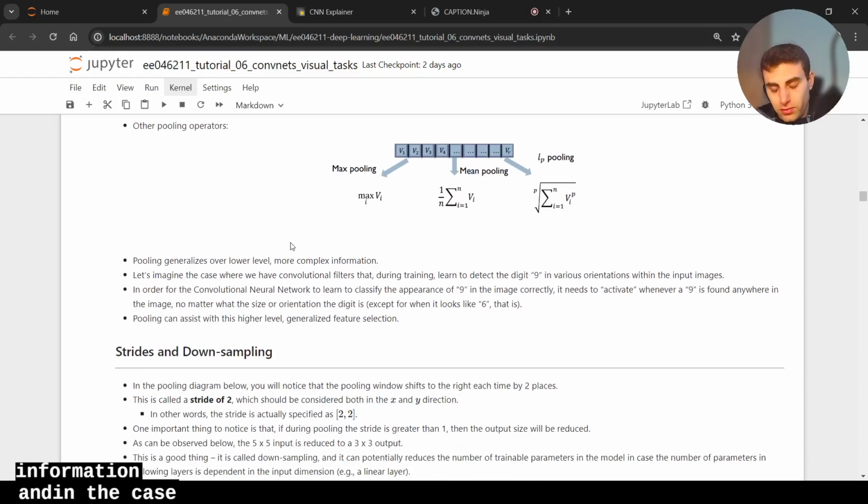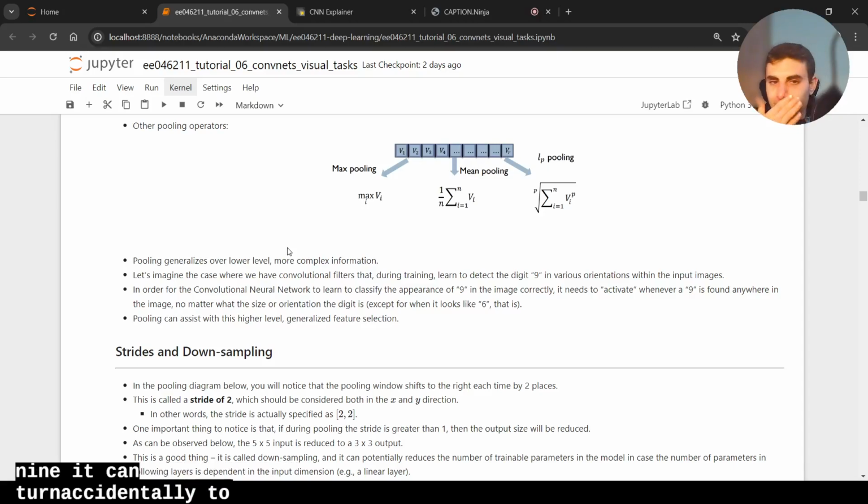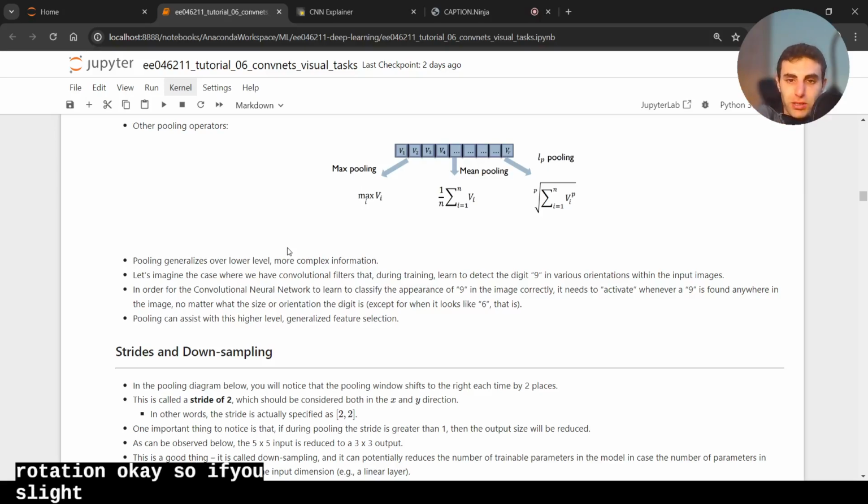Let's run an example with the digit 9. You know that if you change the orientation of 9, it can turn accidentally into 6. And we want to be robust to the rotation. If we slightly change the rotation, by a really small number of degrees, not 180 degrees, then the pooling operation can help us be robust for the detection of 9. Basically, pooling helps us generalize, and we will see it a lot.